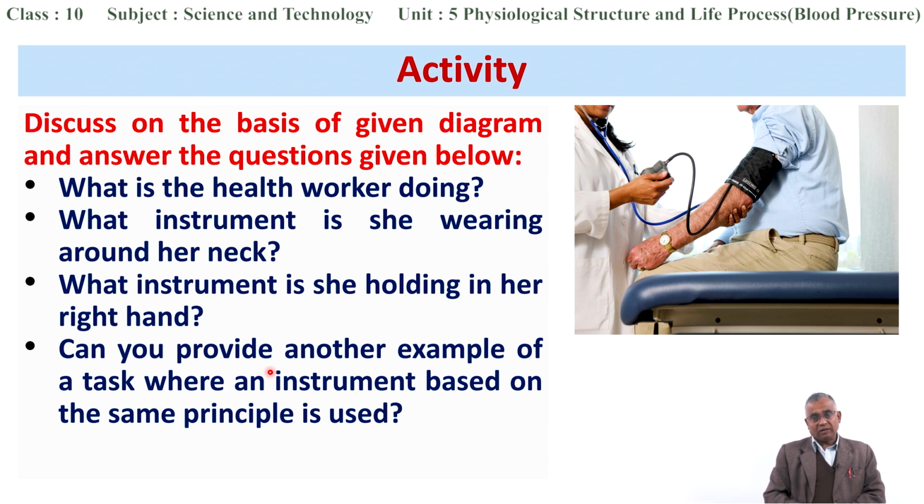What is the health worker doing? It looks like she is taking some reading, she is measuring something. What is she measuring? Write it. What instrument is she wearing around her neck? Not in hand. Around her neck there is one instrument, the tube goes there and it is connected to her ears, but it is not visible to you. Have you identified the instrument? Later we will discuss.